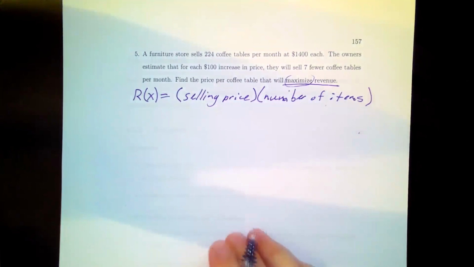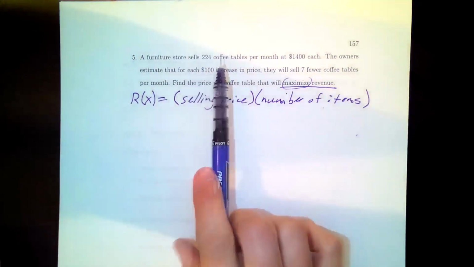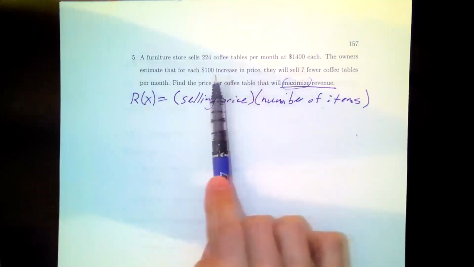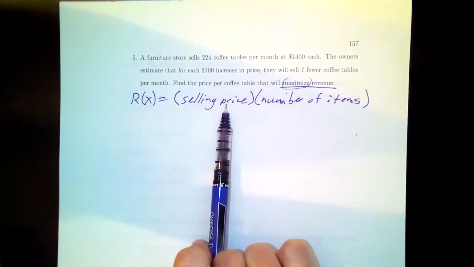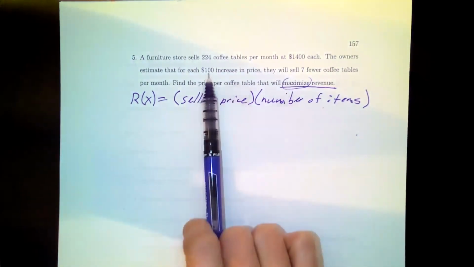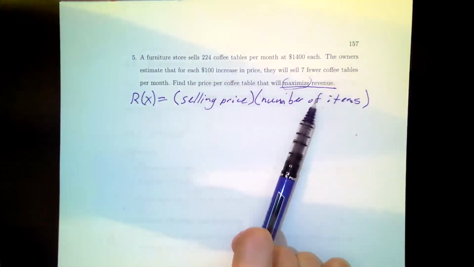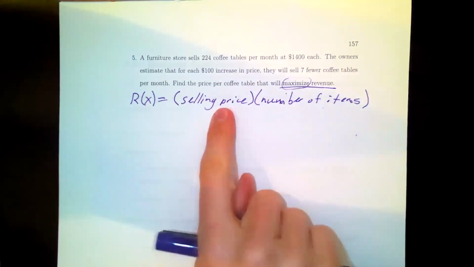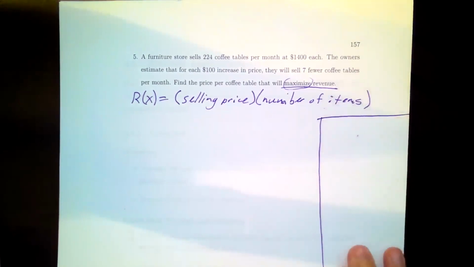And that will be the case this time because my selling price is not going to be fixed. It says we sell the coffee tables at $1,400 per month, but we're thinking about increasing the price. So we're going to have an expression for how the selling price is supposed to change. The number of items will change as well, depending on what the price is. So we have to come off to the side a little bit and discuss the equation for selling price and the equation for the number of items.